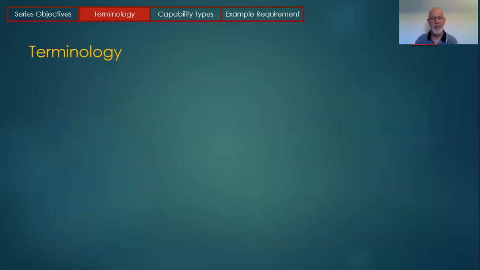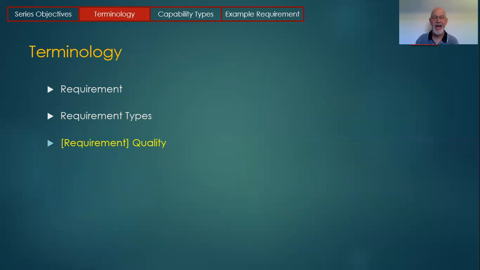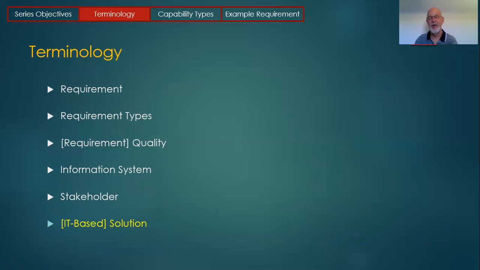Right, so we can move on to terminology. We will have a look at the term requirement, at some requirement types terms. We'll look at the term quality from the context of requirements. We'll talk briefly about an information system and what we mean by that. Stakeholder, we'll say a few words about that, what we mean by that term, and an IT-based solution, because the term solution when used with requirements is usually a no-no. We say requirements are about what you want to do, not solutioning, but in fact, solution is a factor, and we'll talk about that.